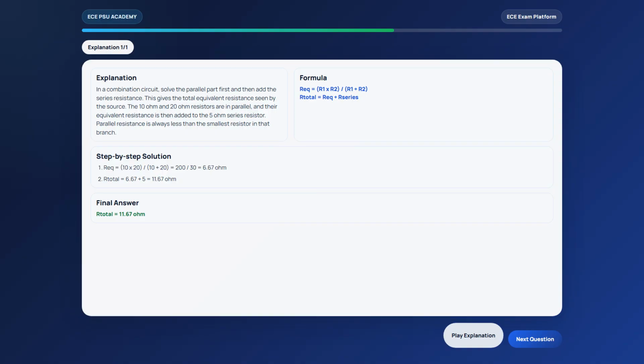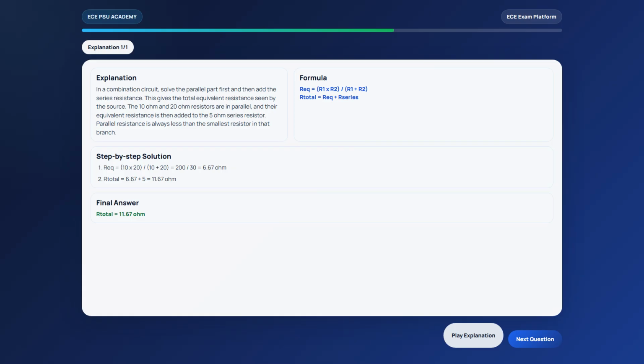For parallel resistors, equivalent resistance Req equals R1 times R2 divided by R1 plus R2. Then total resistance R equals Req plus series resistance. Now take the reciprocal to get the actual equivalent resistance. Now calculate, equivalent resistance equals 10 times 20, divided by 10 plus 20, equals 200 divided by 30 equals 6.67 ohms.